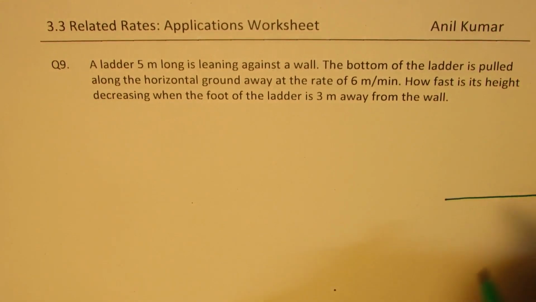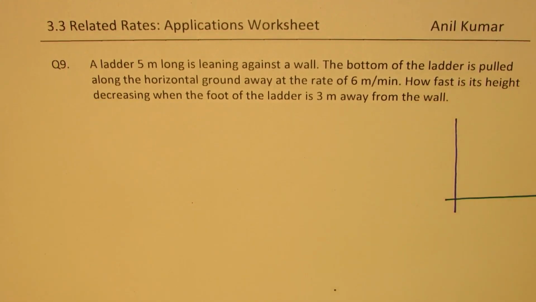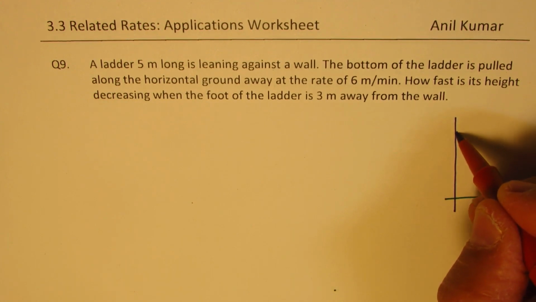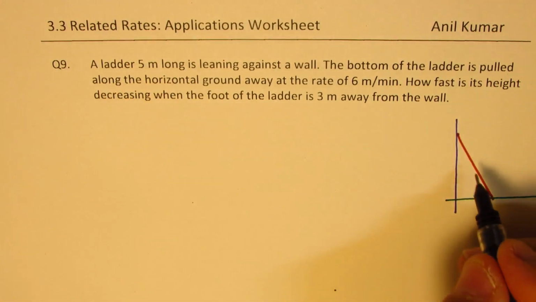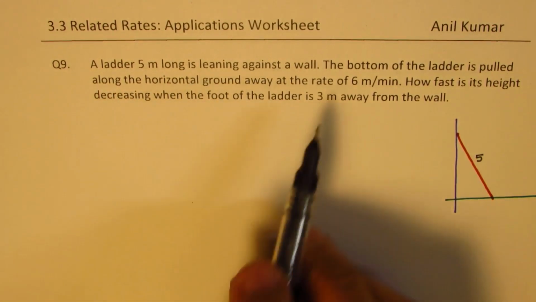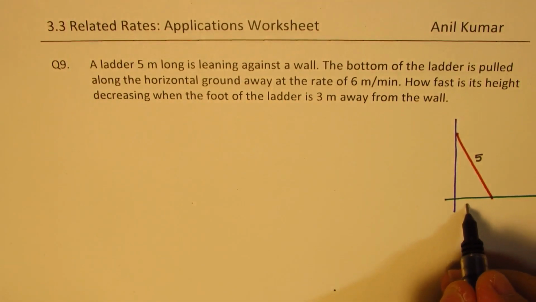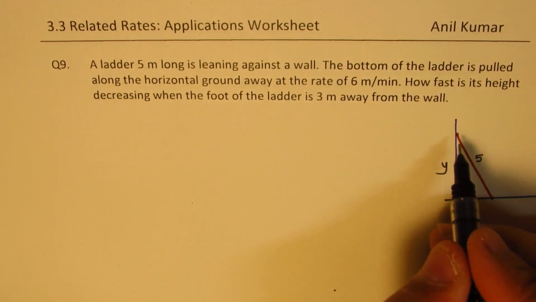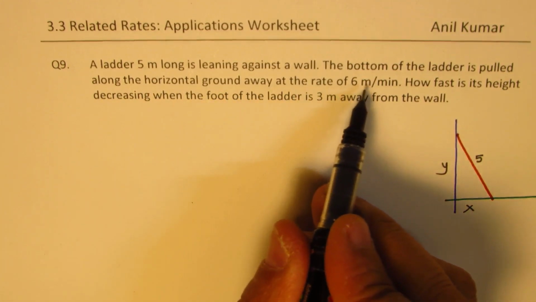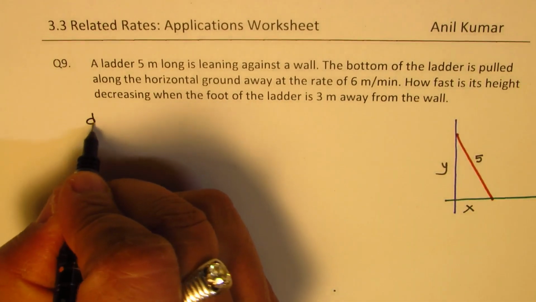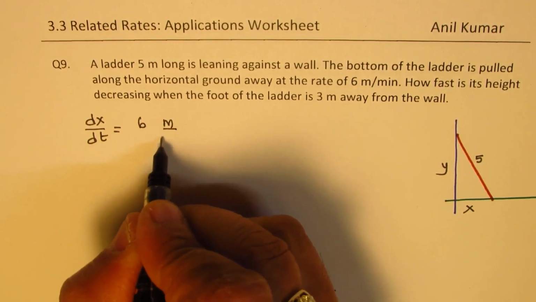So let us say this is the ground, and let us say that is the wall. Now here is a ladder which is being pulled away, right? So that is the ladder. We are given a ladder 5 meters long, so this is 5 meters long. The bottom of the ladder is being pulled horizontally. That means we'll take this as x, we'll take that as y, right? So when we say the bottom of the ladder is being pulled horizontally along the ground at this rate, that means change in x. So we have dx/dt is given to us as 6 meters per minute.